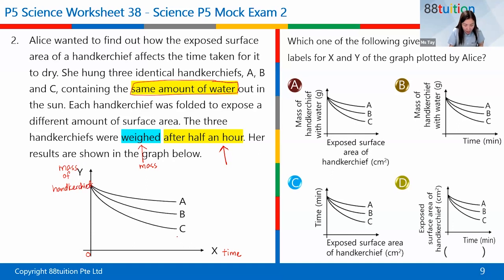Okay, so half an hour later, so this must be the half hour later. Supposing this is in minutes, then this will be 30 minutes, right? Okay, so if this is in hour, then we put it as 0.5. So 30 minutes later, this is what she actually obtained for the mass of handkerchief A, handkerchief B, handkerchief C. So of course, our answer here is B. Should have no problem, right? I look at the number of you getting it wrong. Actually, it's pretty low. Okay, good.